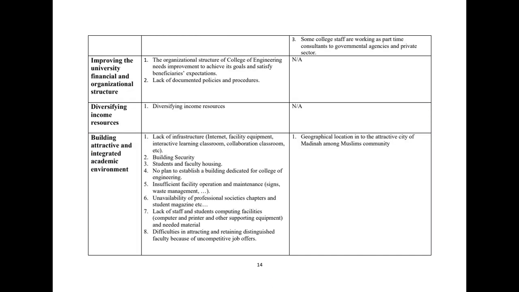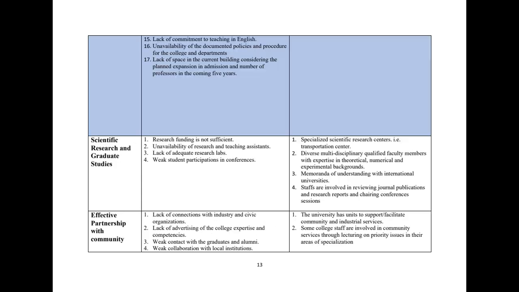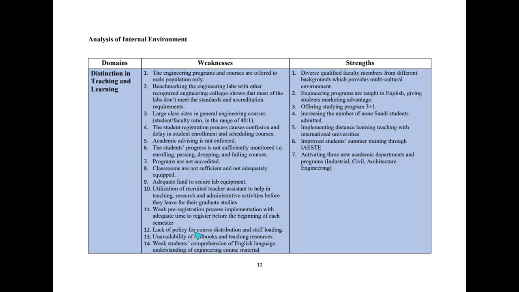and there are more issues than just accreditation, of course, as you can see under distinction in teaching and learning. For example here, classrooms are not sufficient and not adequately occupied. This is one of the weaknesses. Lack of policy, of course, for distribution and staff loading. And for the strengths, maybe one of them is the ISTA program for summer training. We also had the 3+1, which is the exchange program with international schools.